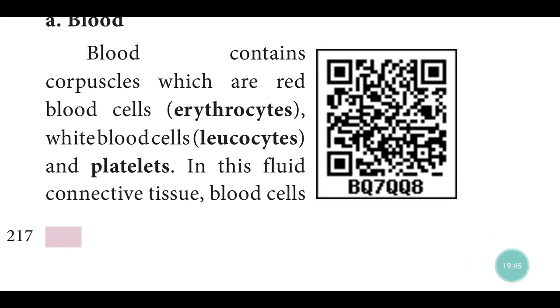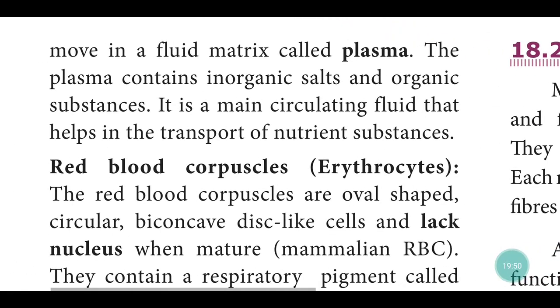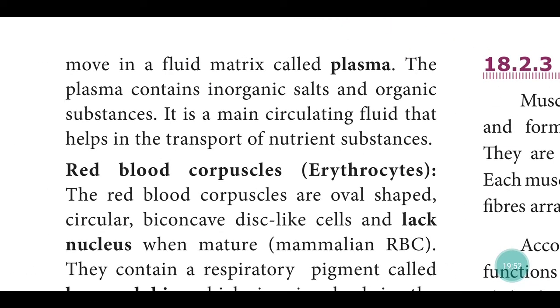In this fluid connective tissue, blood cells move in a fluid matrix called plasma. Actually, in the blood, 55% is plasma. Plasma means a water-like substance, yellow in color. The remaining 45% is only cells: erythrocytes, leukocytes and platelets. The plasma contains inorganic salts and organic substances. Organic ones we get from living things, inorganic from non-living things. It is the main circulating fluid that helps in the transport of nutrient substances.